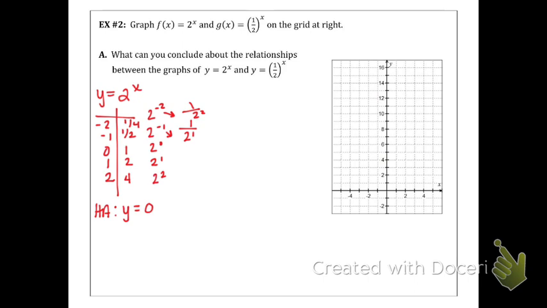And so we can graph that one. So negative 2 and 1/4, negative 1 and 1/2, 0, 1, 1, 2, and 2, 4. We could have kept going. 3 would have given us 8, and 4 would have given us 16 if you want to continue it.